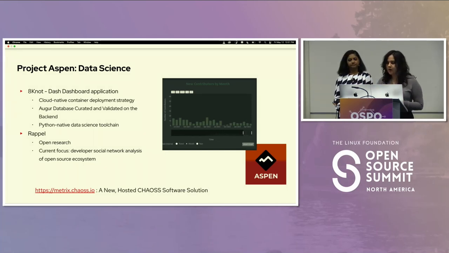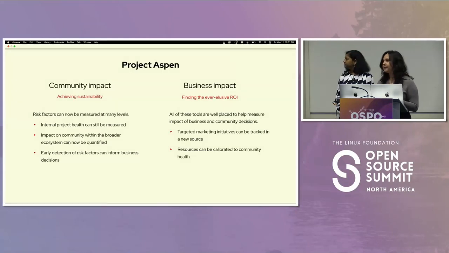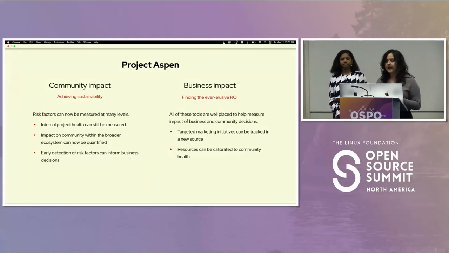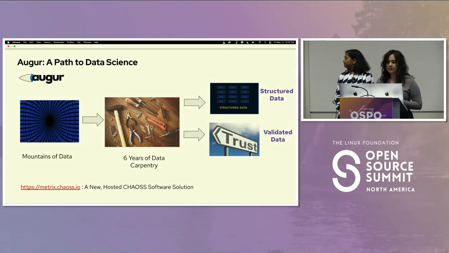So this project is aimed at creating both community and business impact. It's aimed at measuring project health, measuring the impact of communities within the broader ecosystem, and early detection of risk factors such as drift, which can inform business decisions. These metrics can also help inform and target marketing initiatives and help measure the impact of these decisions. So where does the data behind all of this come from? I want to call out Project Augur.